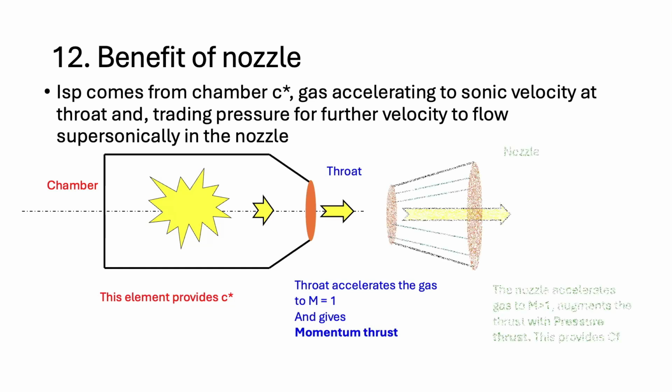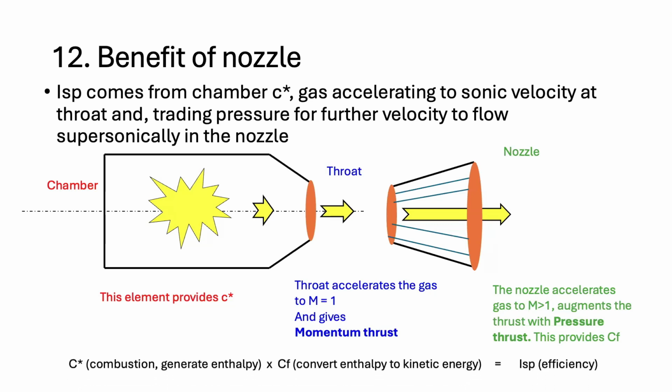But there's more to it than that. The nozzle accelerates the gas to greater than Mach 1 to supersonic velocity, augmenting the thrust with pressure thrust. And the combination of momentum and pressure thrust provide the coefficient of thrust. And it's really how much pressure thrust you can get that defines CF. So, as a reminder, ISP, the efficiency of your rocket engine, or how fast the gas is flowing, is just a simple product of C star, which is all about combustion, generating what's called enthalpy, and then CF, which is how well that enthalpy can be converted to kinetic energy.